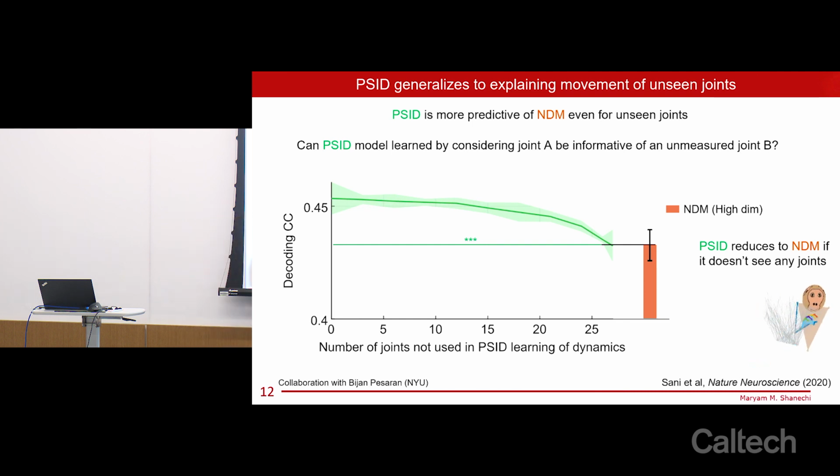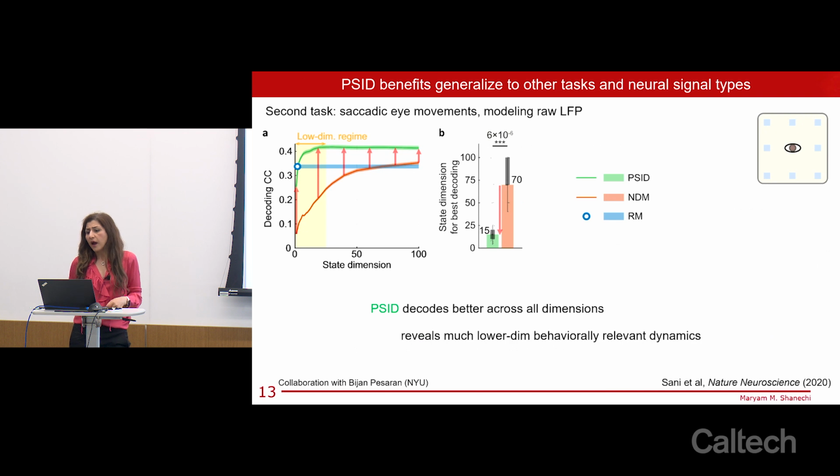Of course, when you drop all of the joints, you reduce to NDM, because there's no supervision signal in your training set. So that's the extreme case. But as long as you have some behavior dimensions, you can actually train PSID models that decode the unseen joints better as well. And this is extension to additional neural modalities and data set. This was a saccadic eye movement data set with raw LFP. Exactly similar results held, better decoding, lower dimensions. You'll get this in also the Miller data set in your notebook.